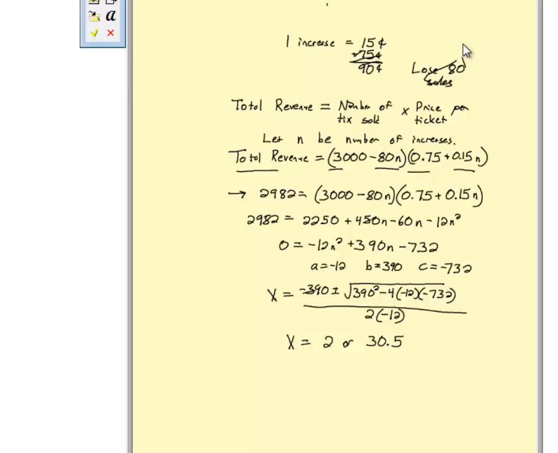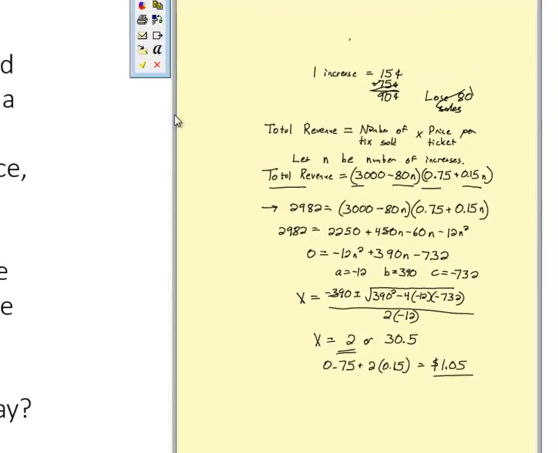So that means we can either raise the ticket price 2 times, or we can raise the ticket price 30.5 times. It's kind of hard to raise the ticket price a half a time, but if we raise the ticket price 2 times, that means we're going to bump it 15 cents on 2 separate occasions, and so our new ticket price would be 75 cents plus 2 15-cent increases. $1.05 is our new ticket price.